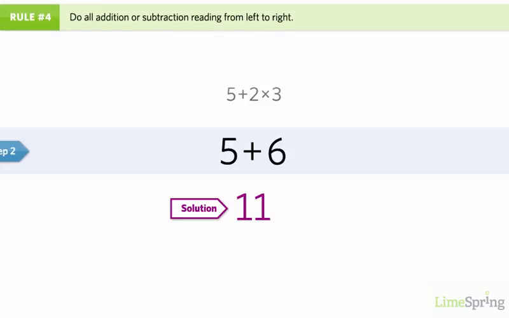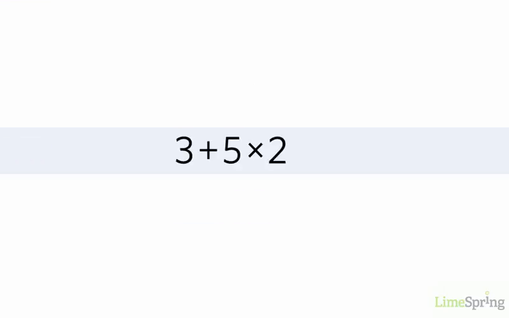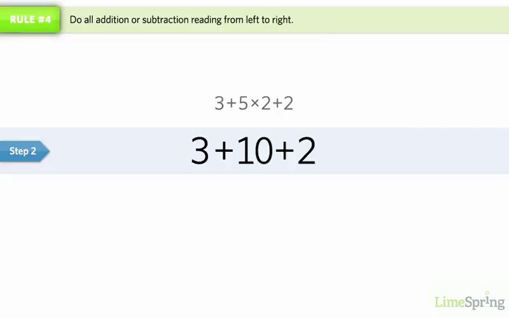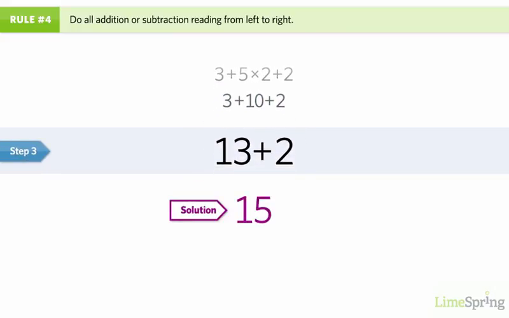Okay, let's try one that's a little harder. How about 3 plus 5 times 2 plus 2? Here we see that a multiplication problem is hidden between two addition problems. As always, we do the multiplication first. 5 times 2 equals 10. Now we are left with the expression 3 plus 10 plus 2. And since we only have addition left, we can just add up the numbers from left to right. 3 plus 10 equals 13, and 13 plus 2 equals 15. So we've gone from 3 plus 5 times 2 plus 2 to 15. And 15 is a whole lot simpler than the original expression. Notice how I write each step under the one before it when simplifying expressions. Doing so makes it easier to organize the steps.